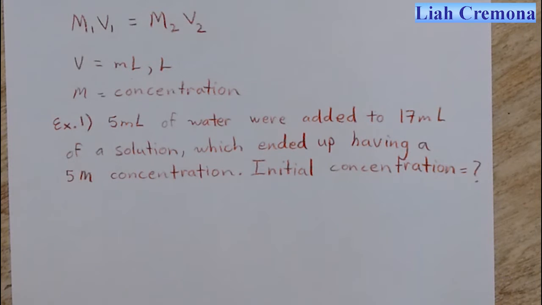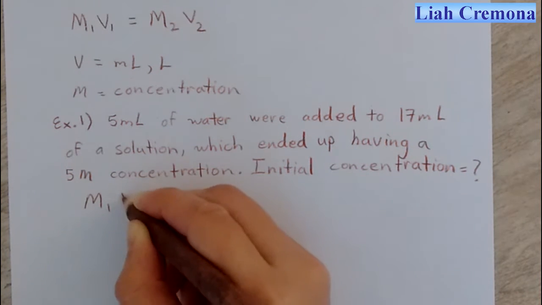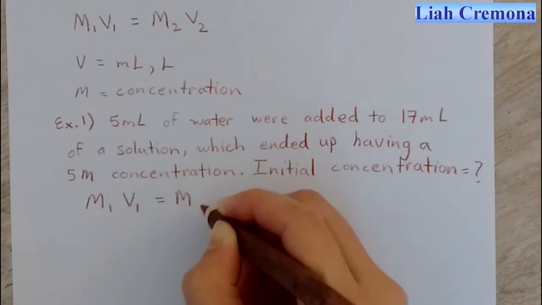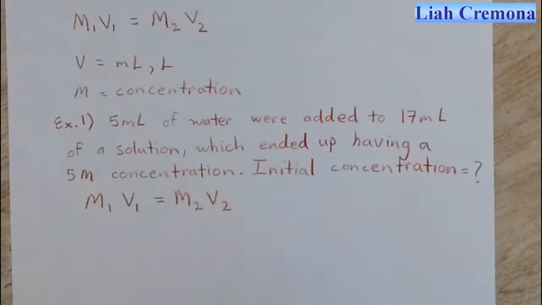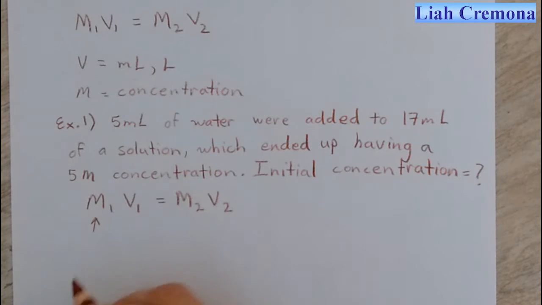So for example 1 here, it says that 5 milliliters of water were added to 17 milliliters of a solution, which ended up having a 5 molar concentration. What was the initial concentration? So right here, using this equation, we see that we must find the initial concentration. So this will be in question.